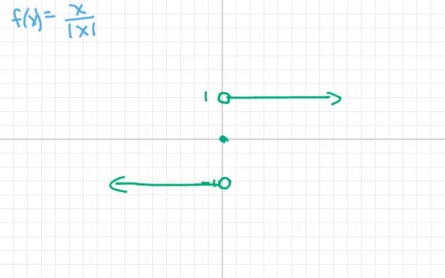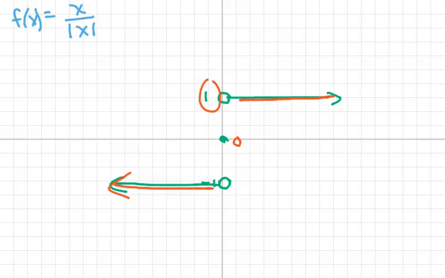So as we approach 0 from the right, we get 1. As we approach 0 from the left, our y value is negative 1. So, therefore, the limit doesn't exist.